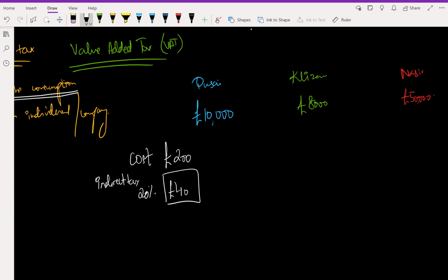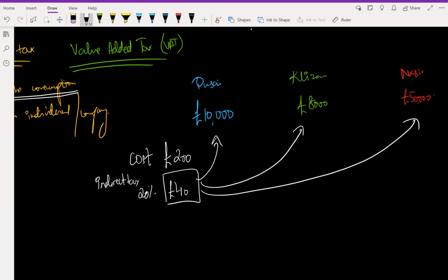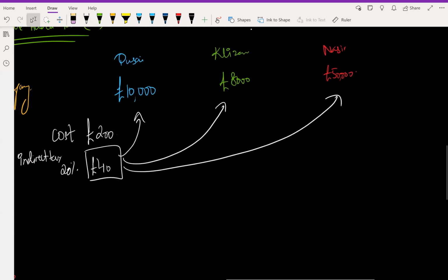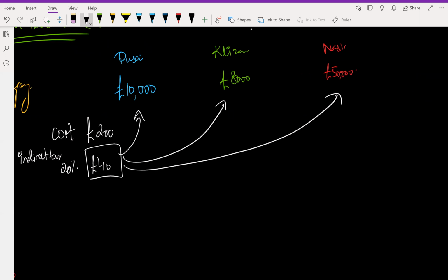Therefore, the amount of tax that Kosai, myself, and Nasir will pay is 40, because we're taking the same amount of lunch, right? We're taking the lunch costing the same amount, 200 pounds. We went to the same restaurant, 200 pounds for Kosai, for me, and for Nasir, right?